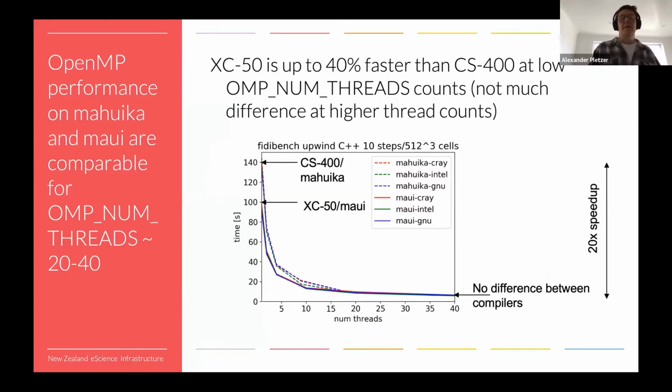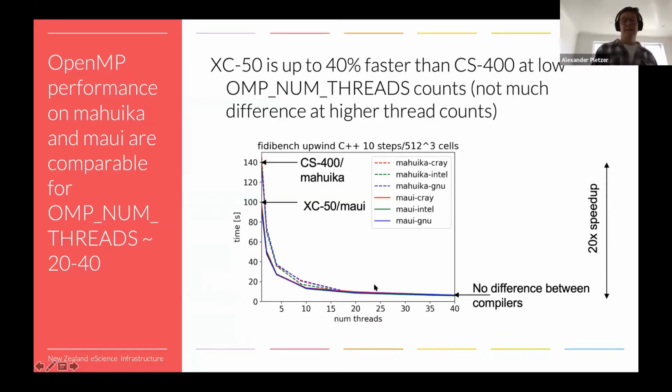Remember Mahuika and Maui. Mahuika is a capacity machine. Maui is the capability machine. And now the capability machine has the better processors. It's about 40% faster. That's quite nice. But as we add threads, then the computational time drops. Good thing, and that's really what we want.